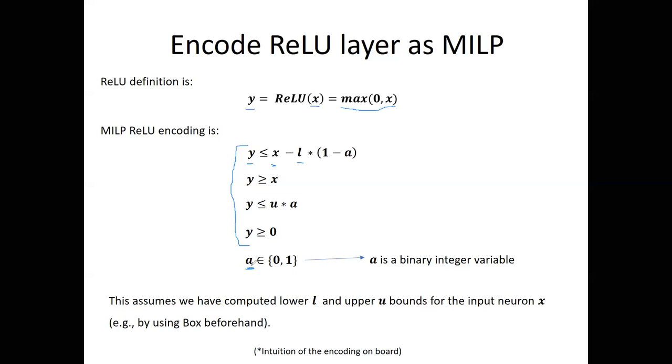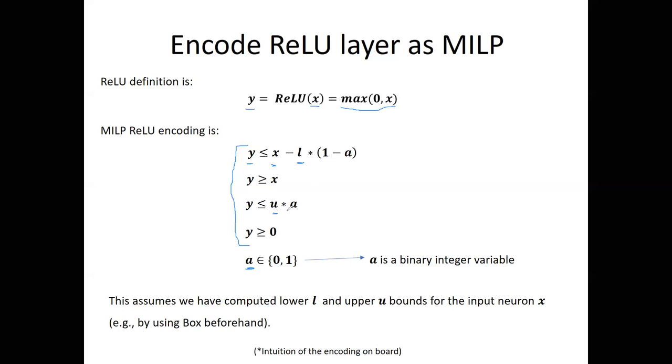You can actually play with this a bit to see what you would get. For instance, if A is 1 here, you'd end up with 0 for this term. Then you're going to end up with Y less than or equal to X, but Y is also greater than or equal to X, so Y is equal to X. And Y is greater than or equal to 0, and Y is less than or equal to U times A. Now what is this L and U business here? What are those, this L and this U?